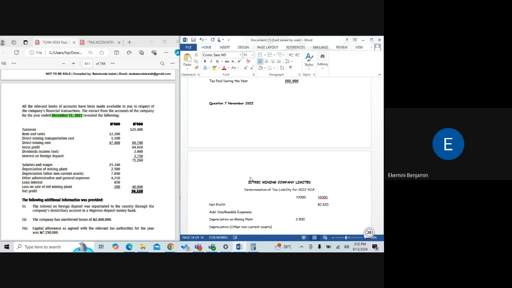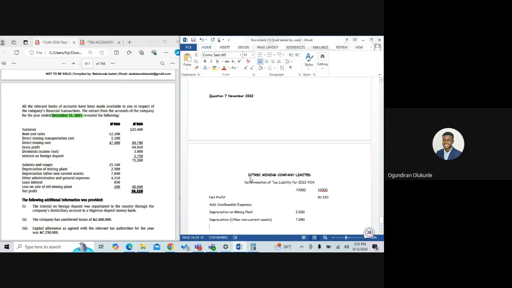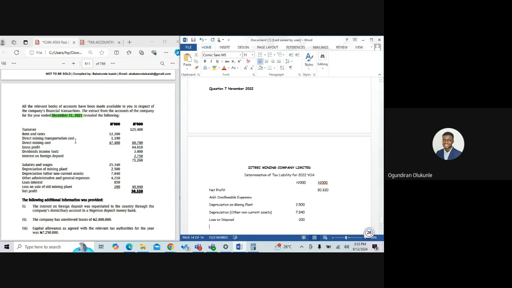assets. Right. 7. Please, if your background is noisy, you can mute your mic. Then we have other admin and general expenses, allowed except otherwise stated. Then we have loan interest, allowed except otherwise stated. Then we have loss on disposal. How much is the loss on disposal? 200. Right?